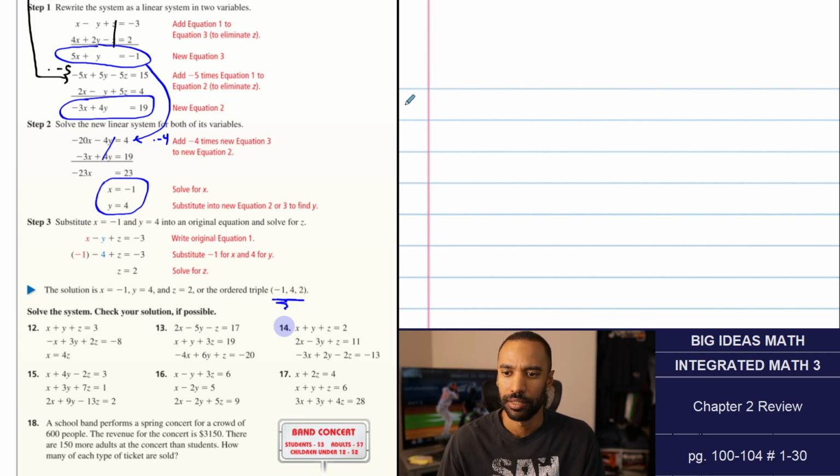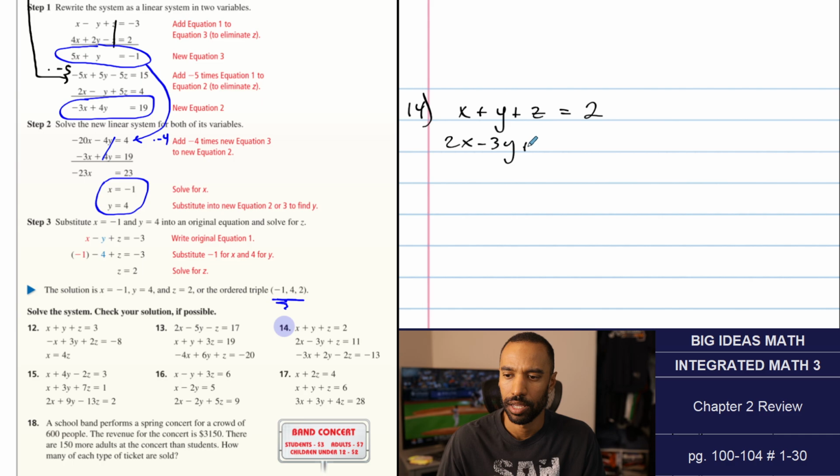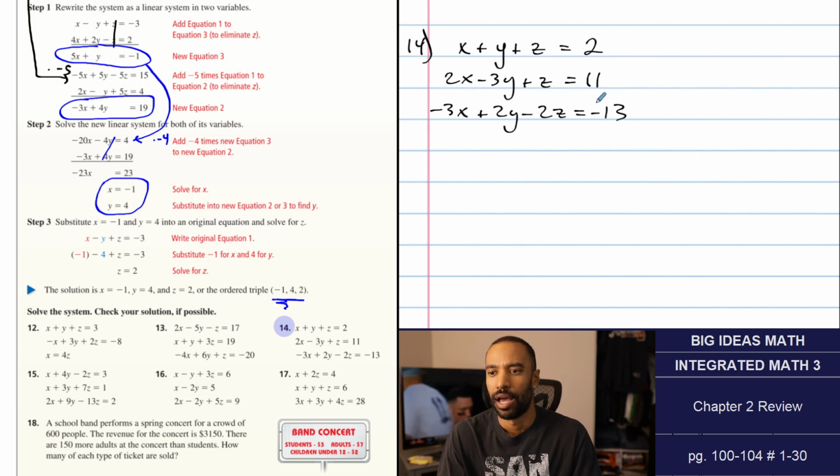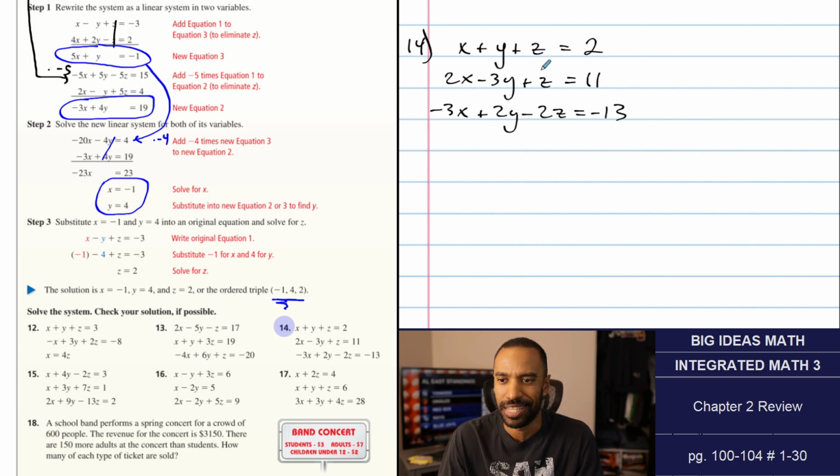On number 14, we have x plus y plus z equals 2, and 2x minus 3y plus z. All right, kind of crunch the data a little bit there. I'm not offended by eliminating z again. I just feel like it's best set up for it. I can take both of the top equations and multiply them by 2.